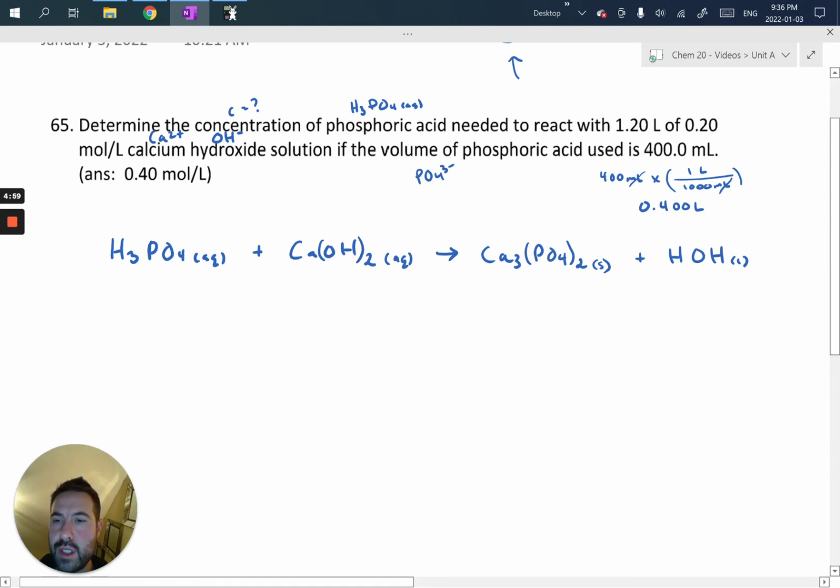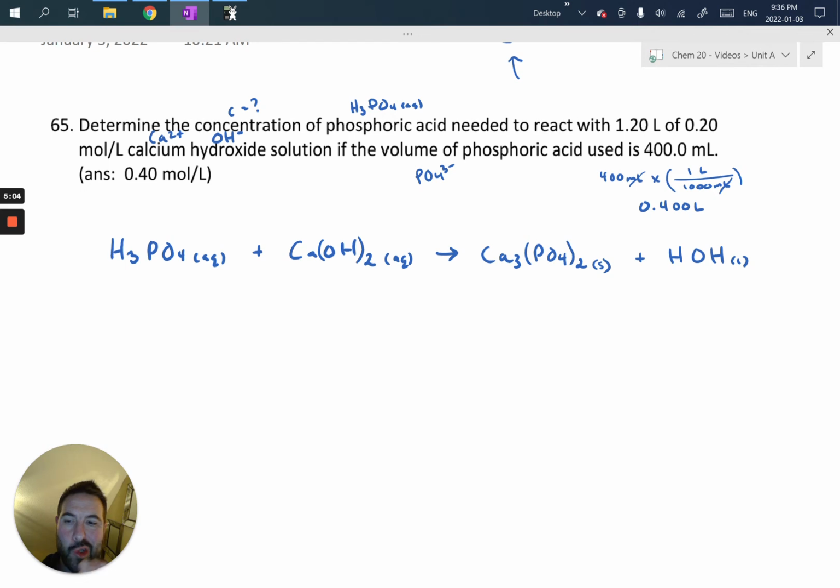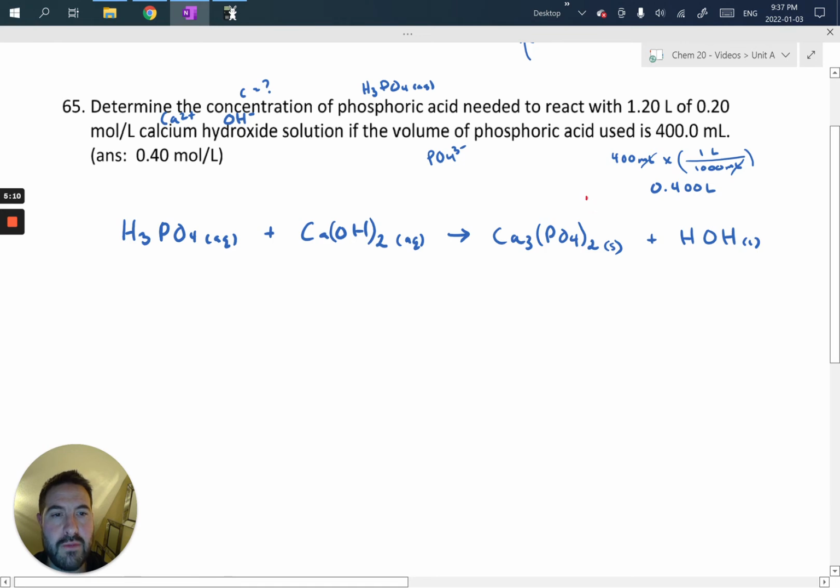Usually when I'm doing balancing, I'm going to look for the subscript that is the highest number and try to work backwards from there. So let me maybe start with the phosphate right here. I have 2 phosphates on my product side of this equation.